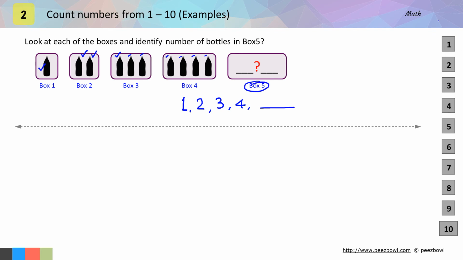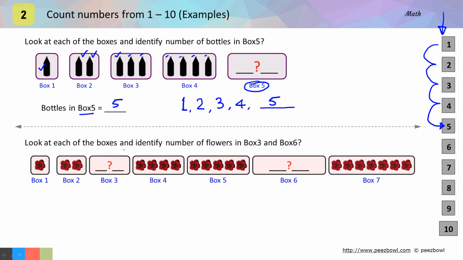Look at this number series. We are increasing 1 bottle in each box. First we had 1, then we had 2, after that 3, 4, and after 4 it will come 5. 5 will come. So number of bottles in the last box should be 5. So bottles in box 5 will be 5. Now we have one more example.